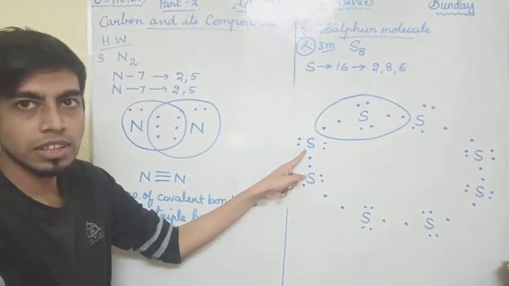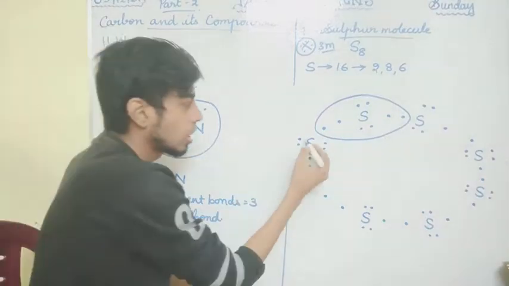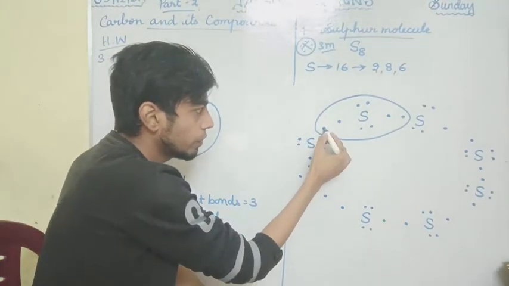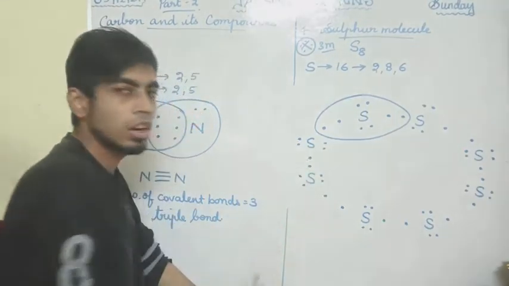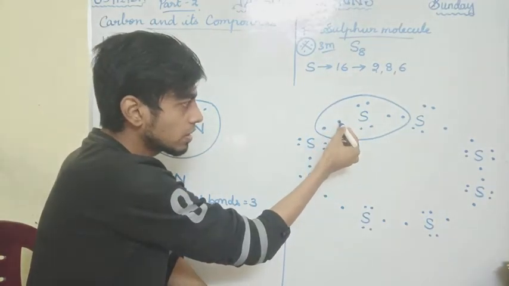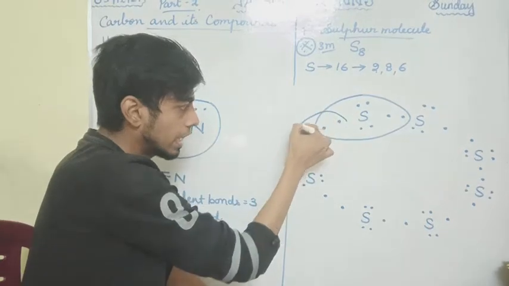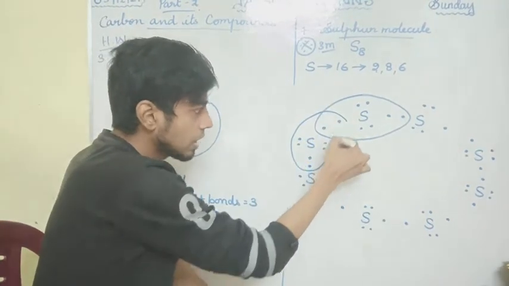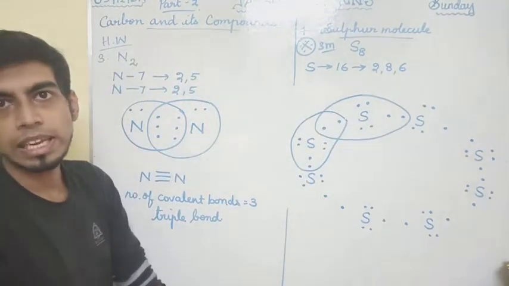Now next for this sulfur you see 1, 2, 3, 4, the 5th dot we kept this side, the 6th dot we kept this side. The 7th electron from this sulfur it will share and the 8th electron from this sulfur it will share. So it will be like this.